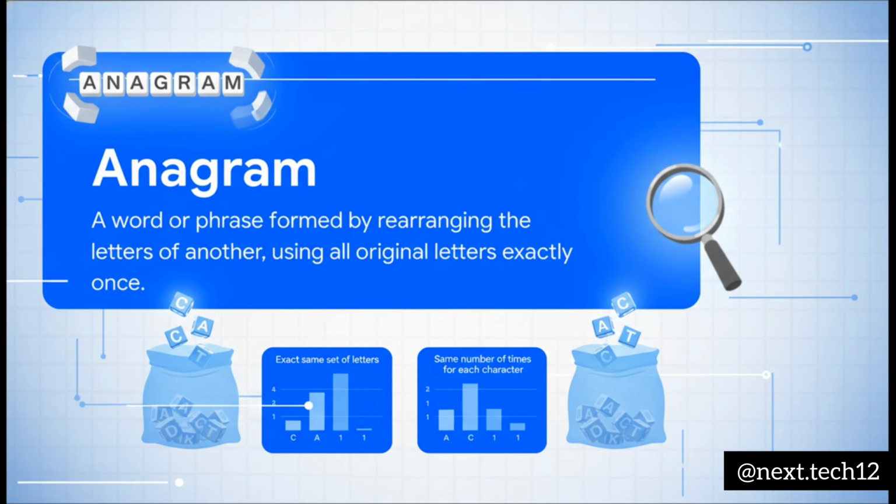Well, that special relationship has a name. It's an anagram. And the rule is actually really simple. The words have to use the exact same letters the exact same number of times. Think of it like this. If you have two bags of Scrabble tiles, they're only anagrams if both bags have the identical set of tiles inside. No more, no less.